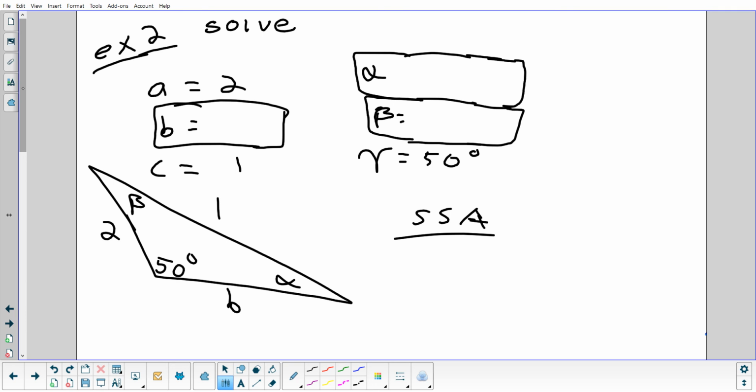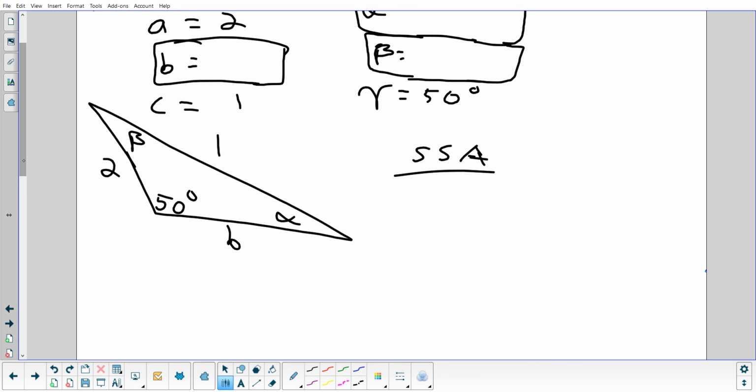Michael, what do I have to solve for first? Alpha. Yep, you have to find alpha first. If you've got a row that's empty, just ignore it, and we'll come back to it later. Okay, so let's set this up to find alpha.